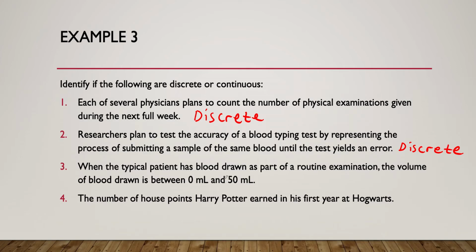When the typical patient has blood drawn as part of a routine examination, the volume of blood drawn is between 0 milliliters and 50 milliliters. Since this is a volume, and it could be anywhere between those two values, this is going to be continuous. And let's face it, since it is indeed volume, it could have a decimal amount. And then the number of house points Harry Potter earned in his first year at Hogwarts, that's something you could count, although something that's probably very high. It's still something that you could count. So this is discrete.